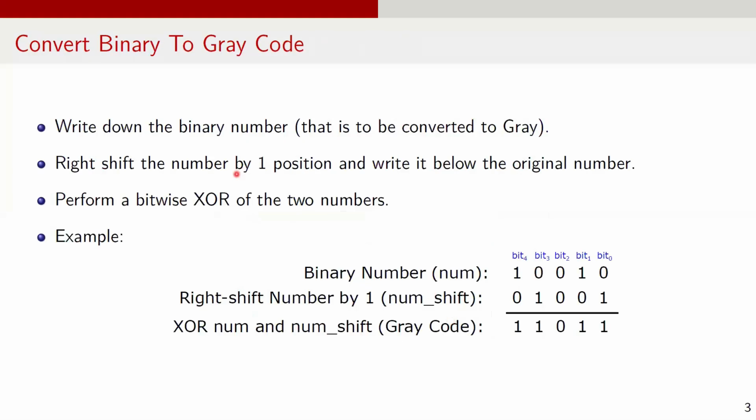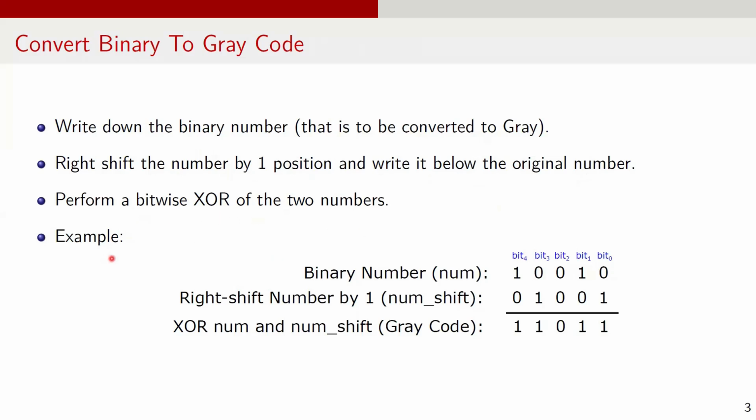Here is the algorithm to find the gray code for a binary number. Let's look at the steps. First, we write down the binary number that we want to convert to gray. Then we right shift the number by one position and write it below the original number. And then we perform a bitwise XOR of the two numbers.